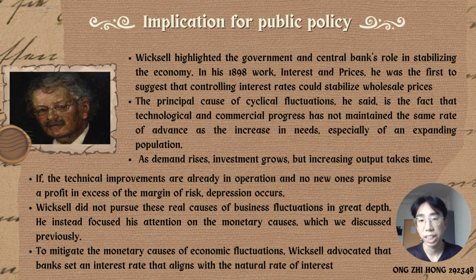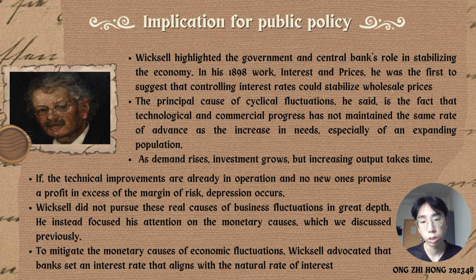The principal cause of a cyclical fluctuation, he said, is the fact that the technological and commercial progress has not maintained the same rate at once as the increase in needs, especially of an expanding population. As demand rises, investment grows, but increasing the output will take time. If the technical improvements are already in operation and no new ones promise a profit in excess of the margin of risk, depression will occur.